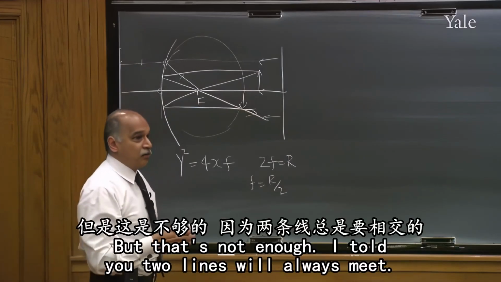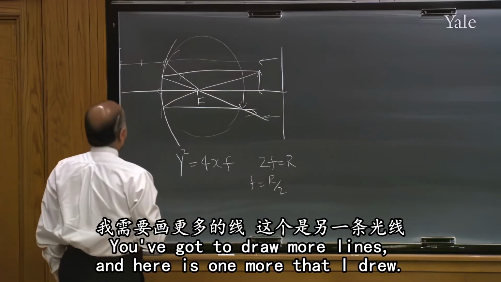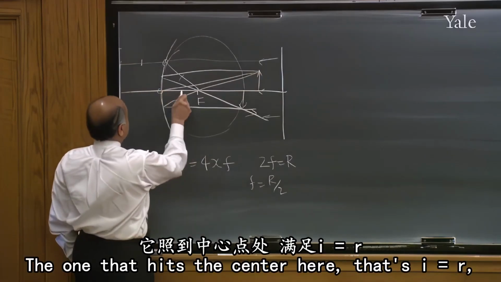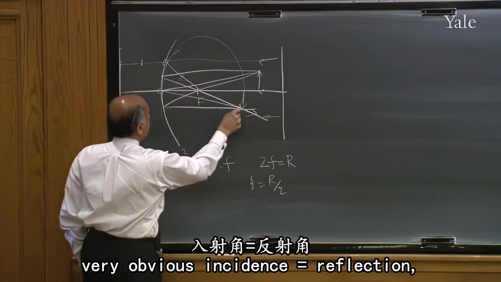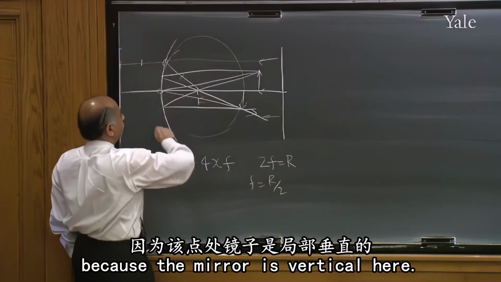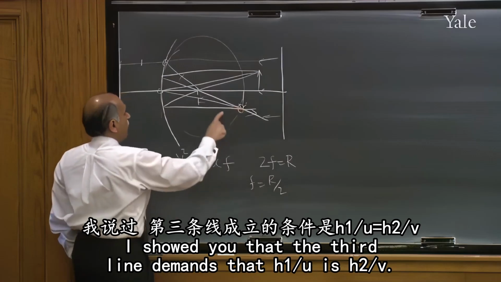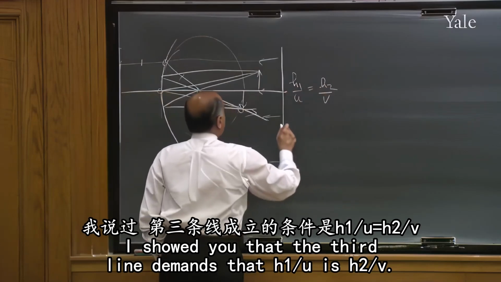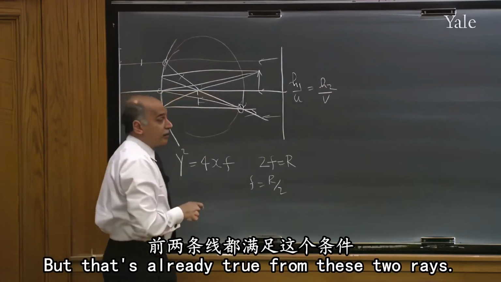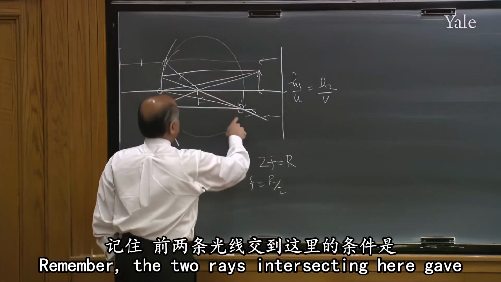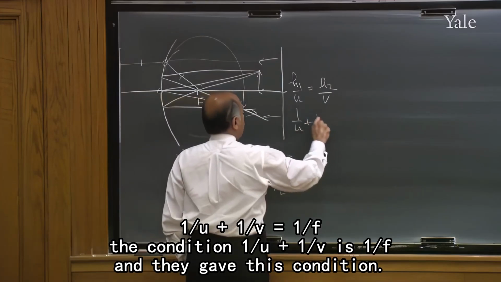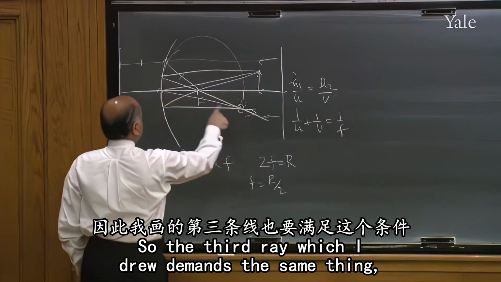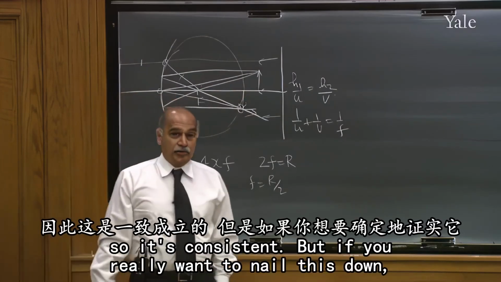But that's not enough. I told you two lines will always meet. You've got to draw more lines. And here is one more that I drew. The one that hits the center here, that's I equal to R, very obvious, incidence equals reflection, because the mirror is vertical here. I showed you that the third line demands that H1 over U is H2 over V, but that's already true from these two rays. Remember, the two rays intersecting here gave the condition 1 over U plus 1 over V is 1 over F, and they gave this condition. So the third ray, which I drew, demands the same thing, so it's consistent.